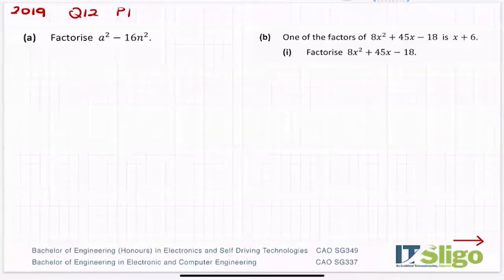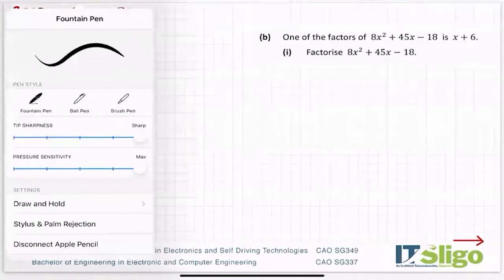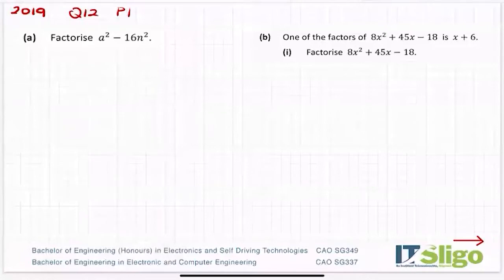Okay, so some factorization. Always a question, as much as I can think, always a question on the Junior Cert paper, and typically B's paper 1. So the 2019 question was question 12, part A, factorize a squared minus 16n squared, okay?